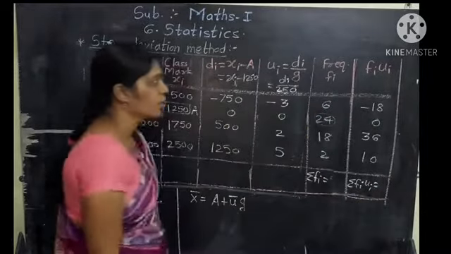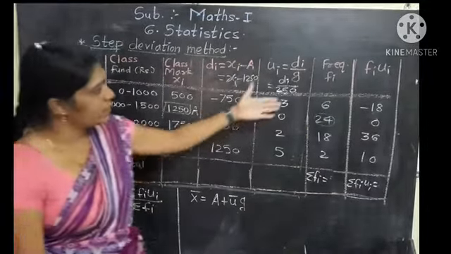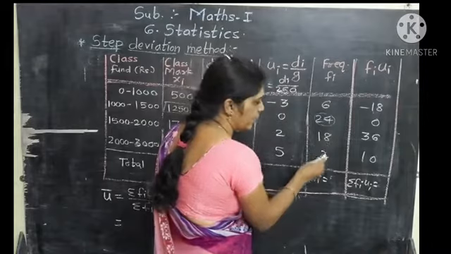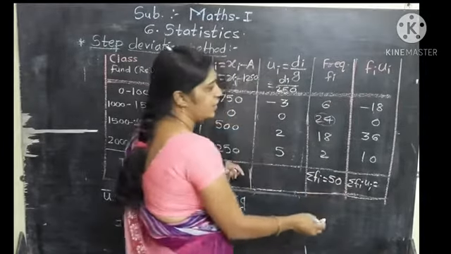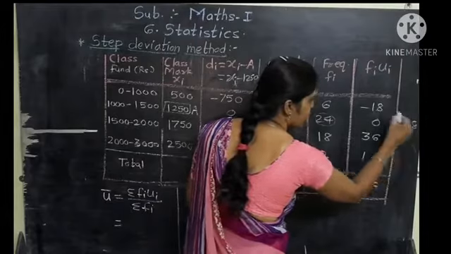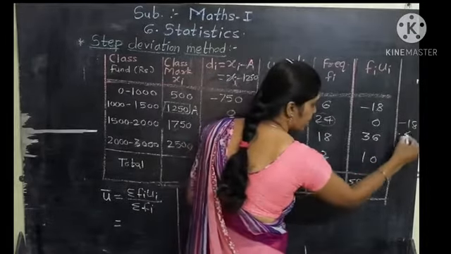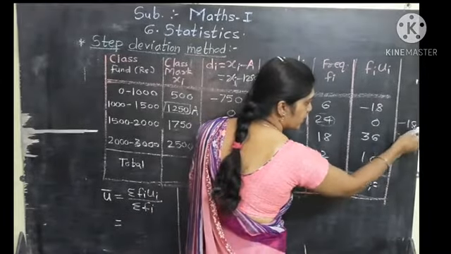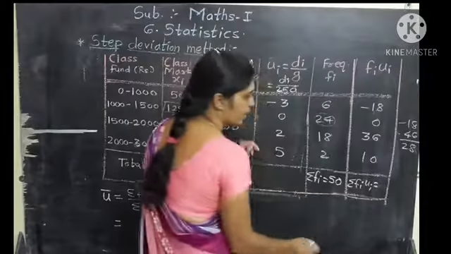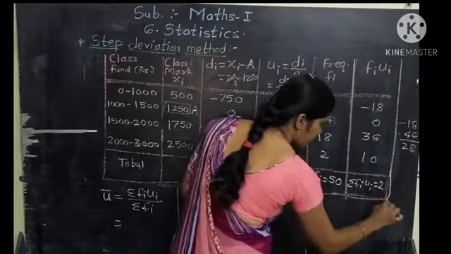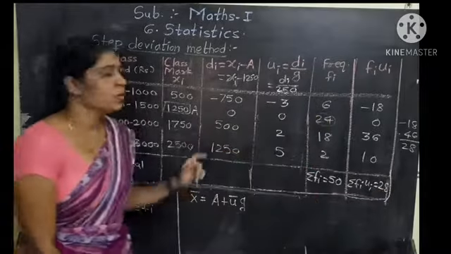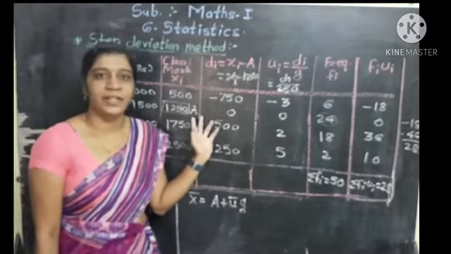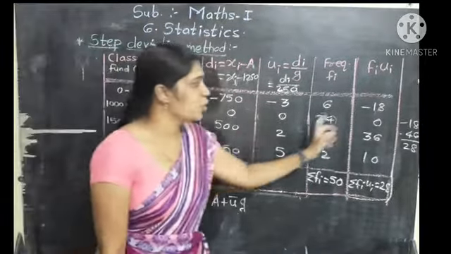Now we have to find the summation of fi. The sum is 6 plus 24 plus 18 plus 2, which is 50. And the summation of fi ui: minus 18 plus 36 plus 10 becomes 28. This summation is 28. Okay. For finding the mean by the step deviation method, we write these 6 columns correctly.